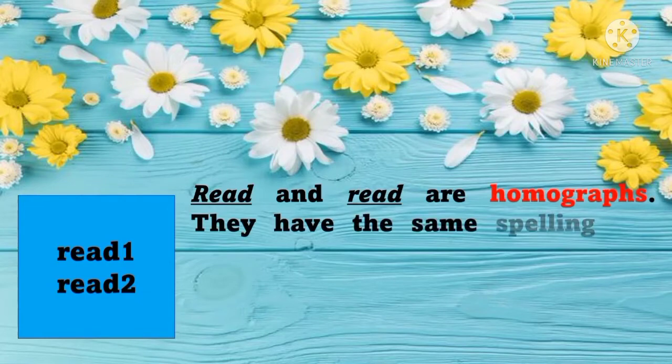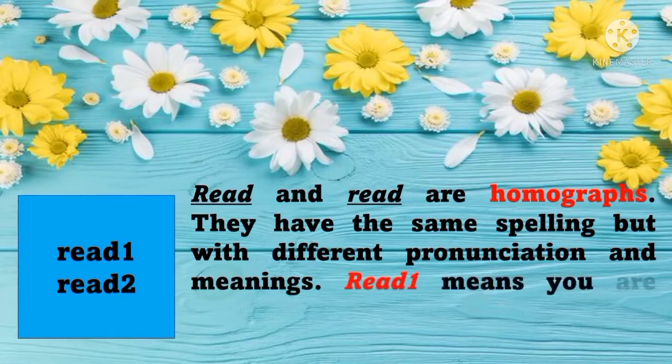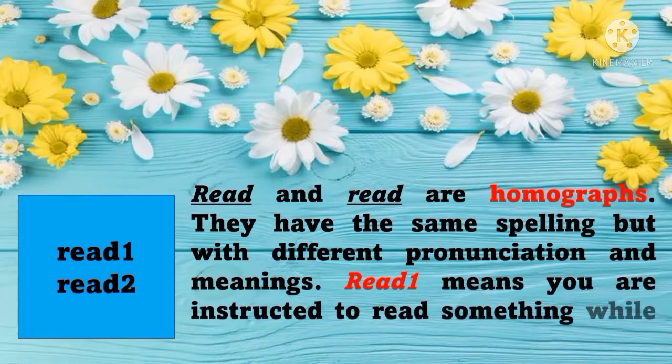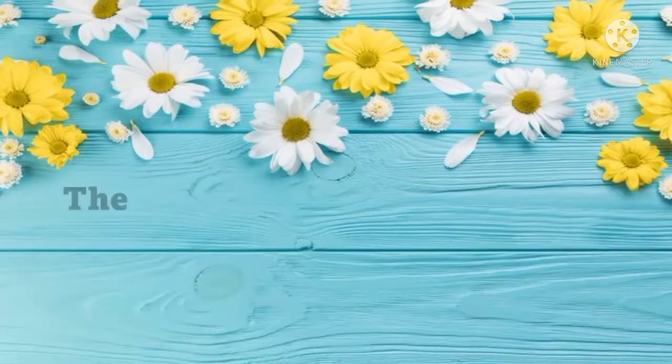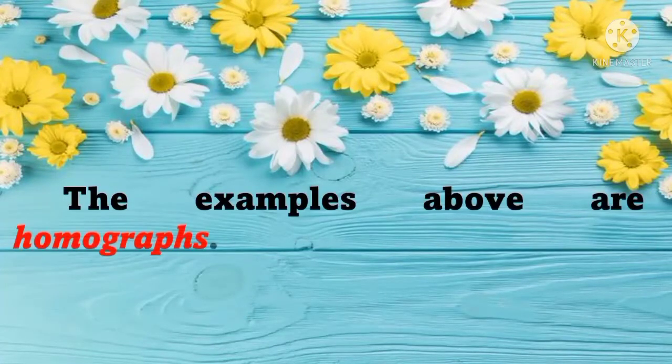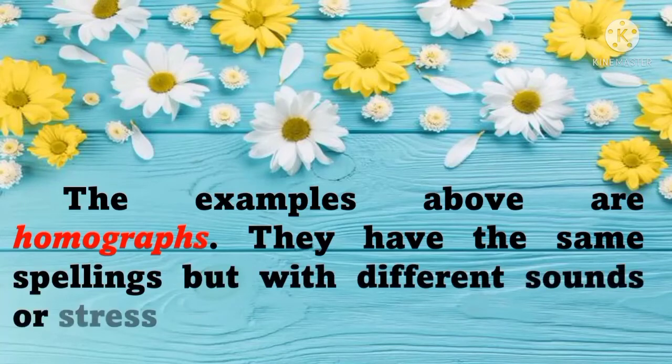Read and read are homographs. They have the same spelling but with different pronunciation and meanings. The first read means you are instructed to read something, while the second read is the past tense of read. These examples are homographs. They have the same spellings but with different sounds or stress.